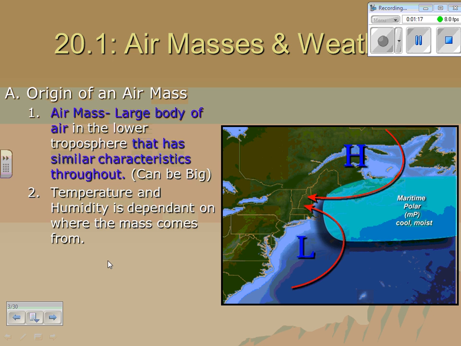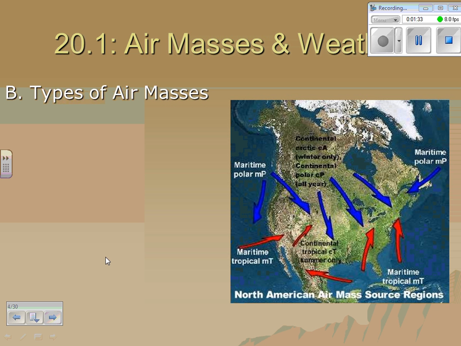Temperature and humidity is dependent on where the air mass comes from. And you all can refer to the graphic in Chapter 20, Section 1, to help you out with the different types of air masses and their origins. And I've included that graphic here. The types of air masses.